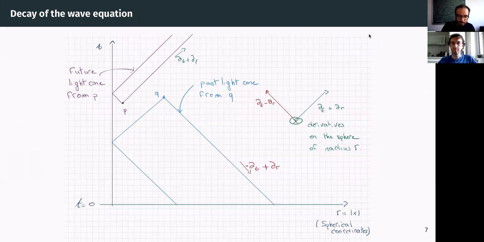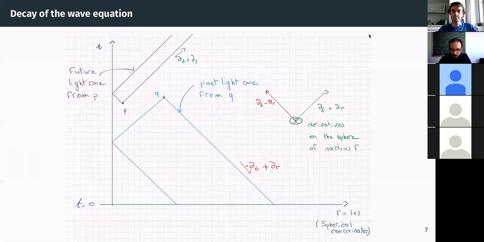Okay, I'm starting again. So here again, we have our spherical coordinate, and here we have a time coordinate. Here I have a point in space-time, and the past light cone from that point looks like that, here and here. And as I say, you will intersect the set of initial data here. If I'm looking at a point P, the future light cone will look like that, here.